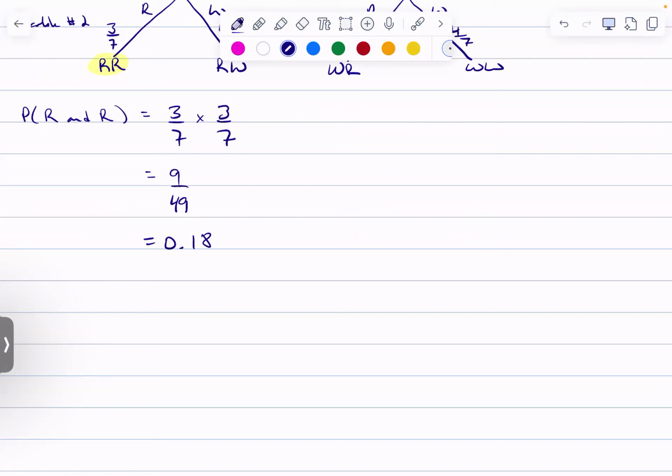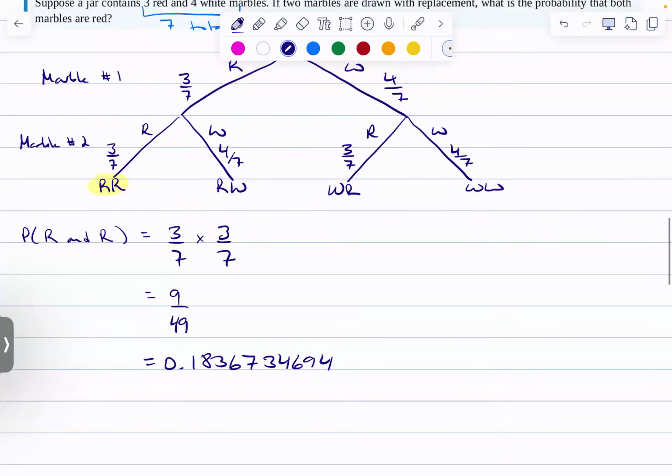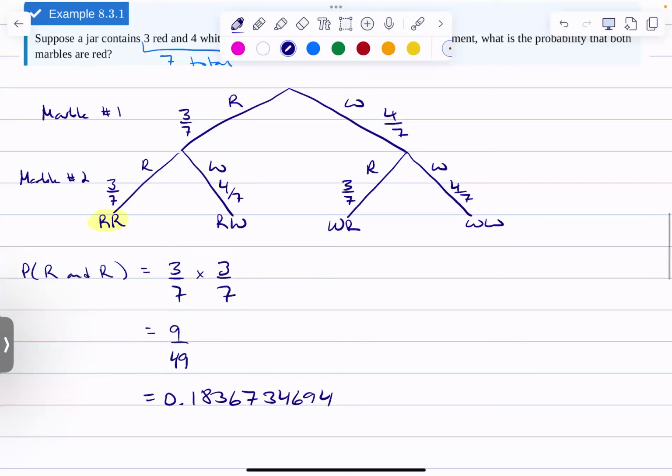Or 0.183673469. Yeah, so that's the probability of drawing a red marble followed by another red marble. Nice. And that's the answer. So if you want to use 9/49, cool. That's the exact answer. This is an approximation because presumably it keeps going. Such a mess. But I can only see that far.